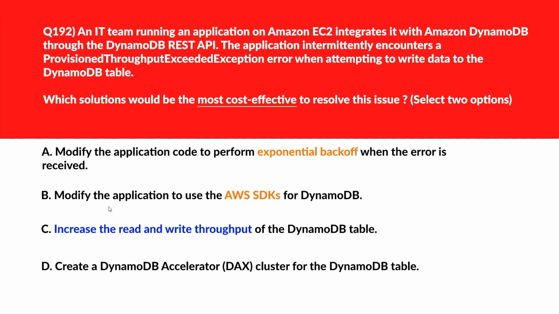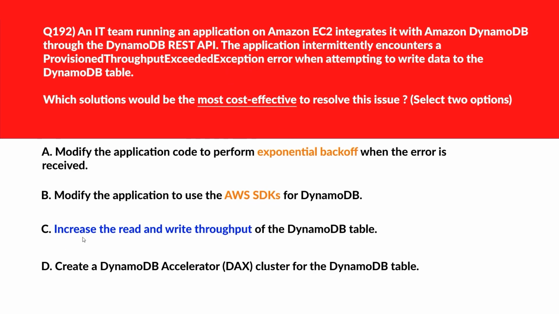B says modify the application to use AWS Software Development Kit for DynamoDB. AWS SDK, that is Software Development Kit, improves error handling with built-in retry mechanisms, reducing the impact of the provisioned throughput exceeded exception error without incurring additional cost. So this also looks good.